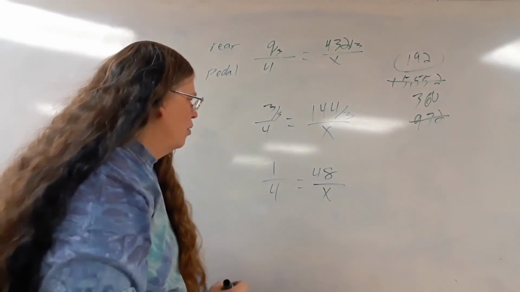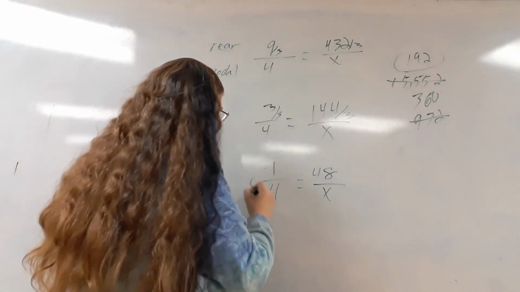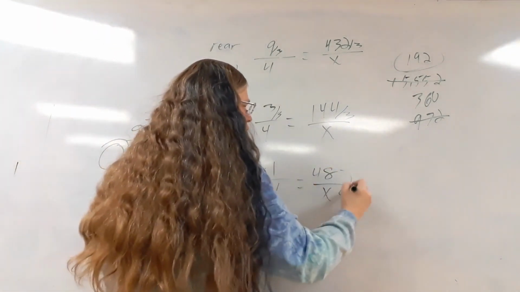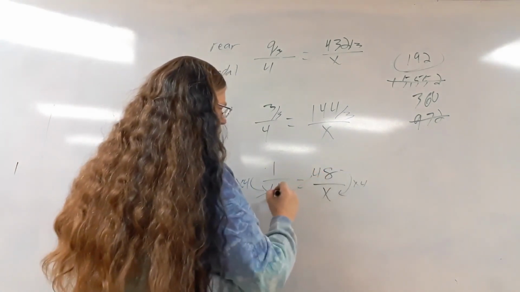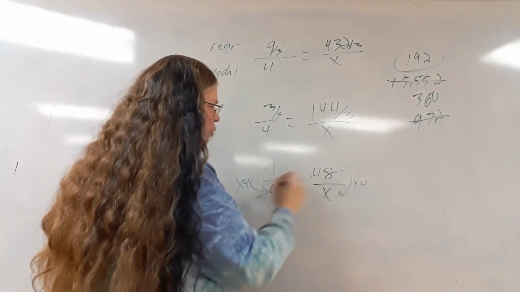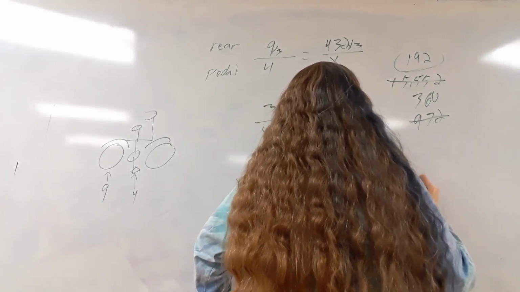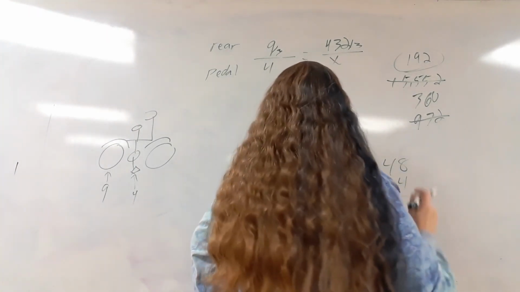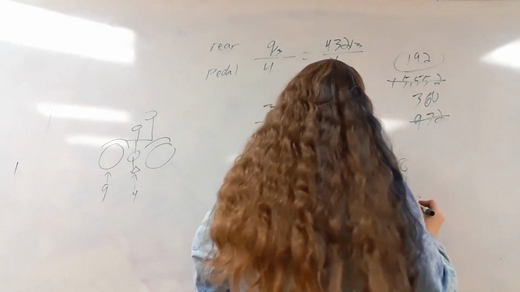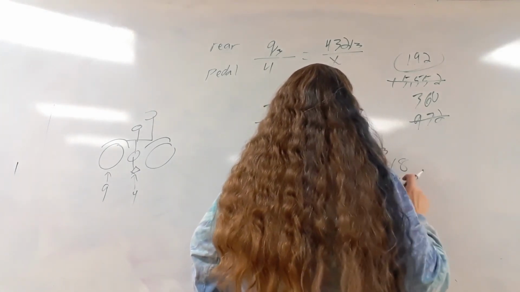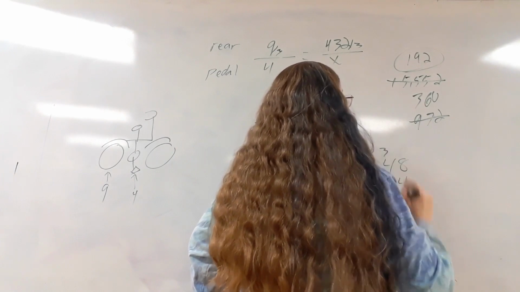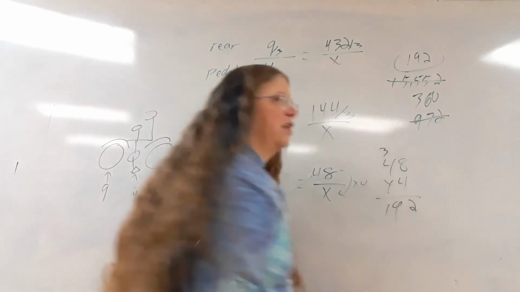All right, so now we can either say multiply by 4 this way, or we can say cross multiply this way. Either way, we're getting 48 times 4. 4 times 8, 32. 4 times 4 is 16, 17, 18, 19. There's our 192.